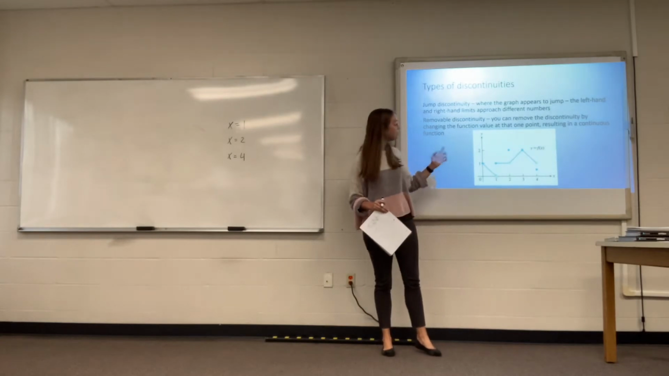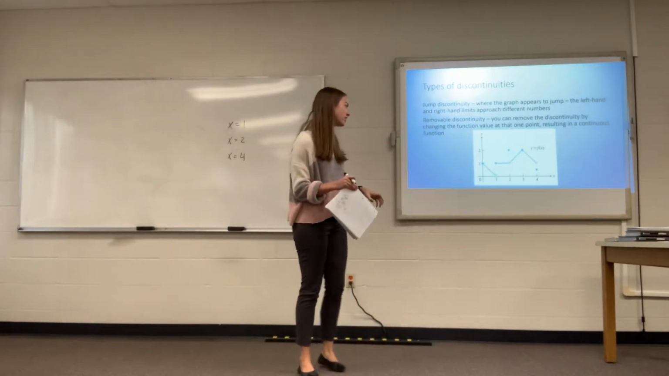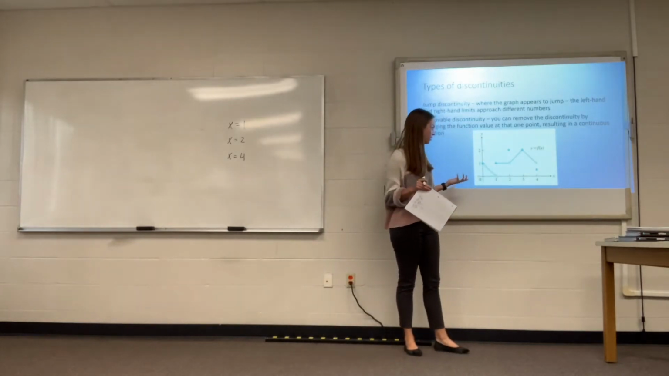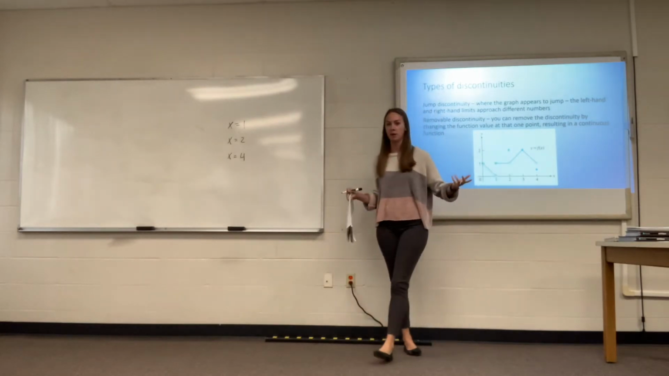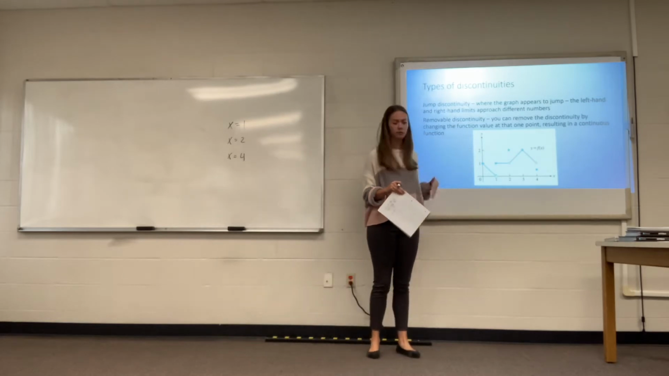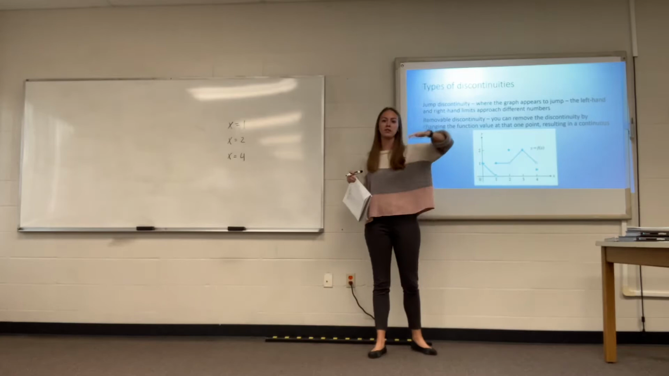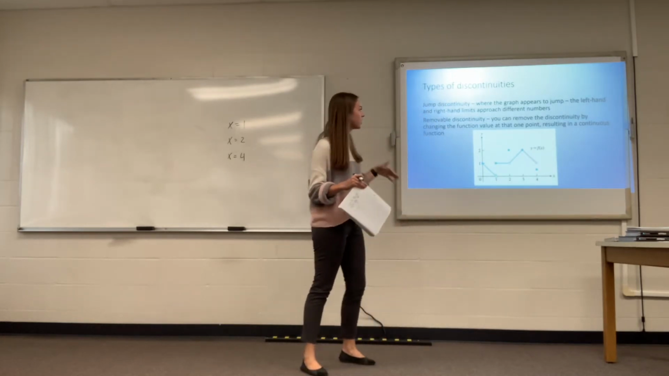Okay, so at 2 and at 4, we have removable discontinuities, because basically if I just change this point, I can remove the discontinuity. So I could remove this point, put it right here, and that would fix my problem. But the jump discontinuity, I can't remove anything or change it. That's just when the graph is doing one thing, then it jumps and it's doing something else. Okay, so those are our different types.